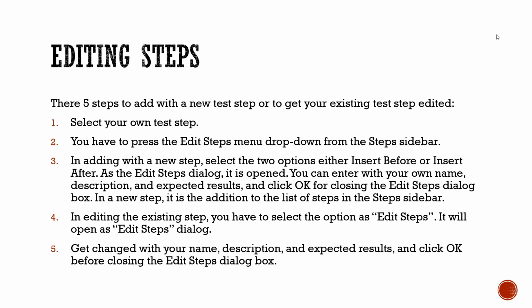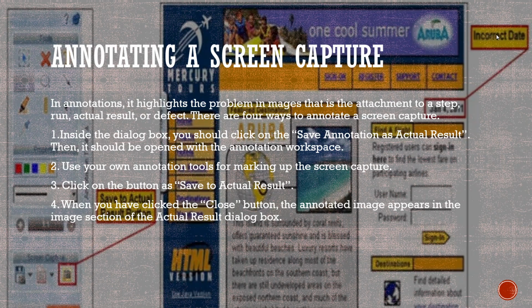As the Edit Steps dialog is opened, you can enter your own name, description, and expected results, and click OK for closing the Edit Steps dialog box. A new step is added to the list of steps in the Steps sidebar. In editing an existing step, you have to select the option Edit Steps. It will open the Edit Steps dialog. Change your name, description, and expected results, and click OK before closing the Edit Steps dialog box.